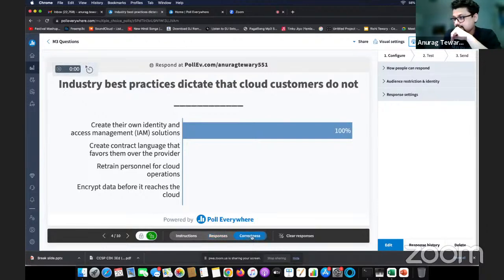I think the response there is correct. So yes, don't create your own identity and access management solutions, because as per best practices, I think custom IAM builds can become weak if not properly implemented. All the other choices there are something that you would rather be encouraged to do, right? You should have a contract language that favors the customer. You should retrain your personnel for using the cloud, and you should always encrypt data before it reaches the cloud. So those are all valid choices that you should be doing. What you should not be doing is creating your own identity and access management solutions. Use proven, tested, and industry-wide solutions that are sustainable and can be managed in a better way.